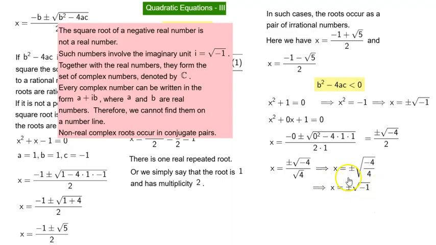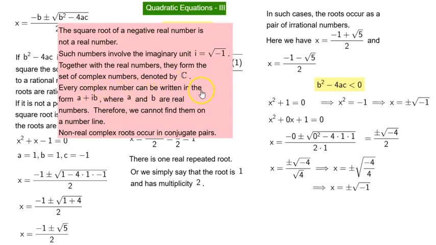So the square root of a negative real number is not a real number. Such numbers involve the imaginary unit i, which is equal to the square root of minus 1. So the square root of minus 1 is denoted by i. So we could have written here x is equal to plus or minus i. Together with the real numbers, they form the set of complex numbers denoted by C.